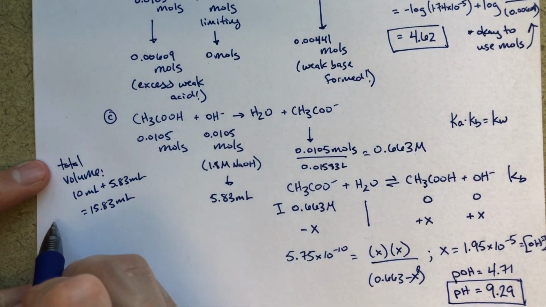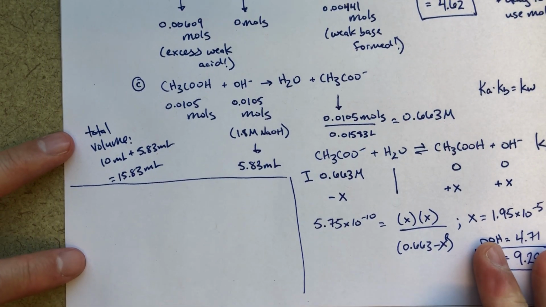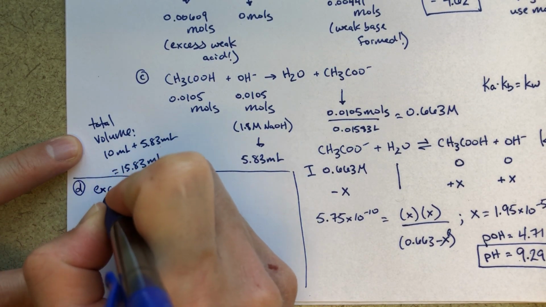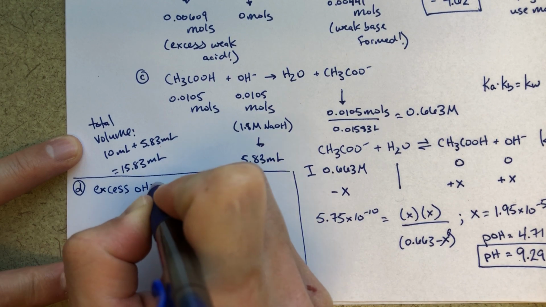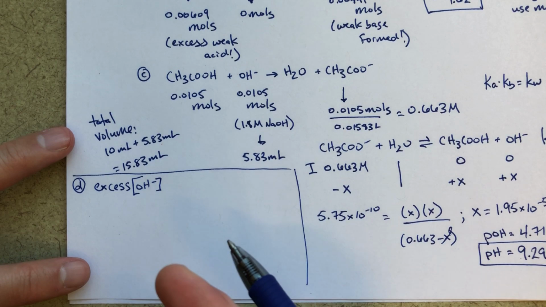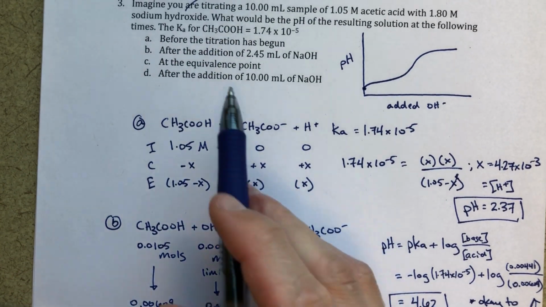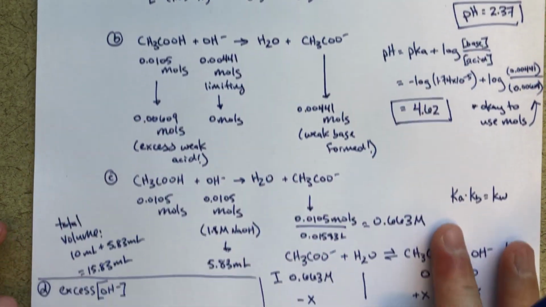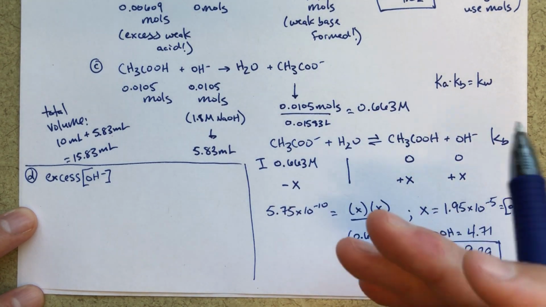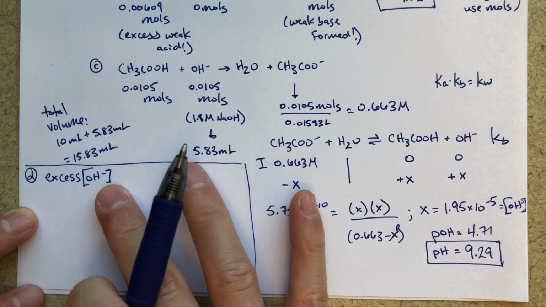Now for part D, I think I'm going to try to fit in part D right in this little space. It's not going to take very much space. For part D, we need to know what the concentration of excess OH minus is. That's sort of the key. How much extra OH minus am I putting into my solution? After the addition of 10 milliliters of sodium hydroxide, that's extra OH minus. If you add extra strong acid or extra strong base, the resulting pH of the solution is only going to be dependent on the amount of excess OH minus.